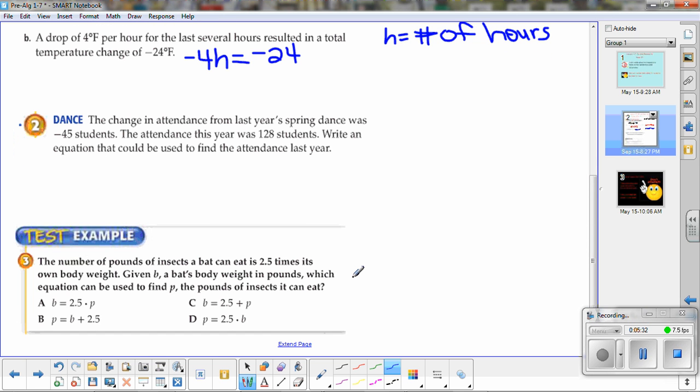Our next example says the change in attendance from last year's spring dance was negative 45 students. The attendance this year was 128 students. Write an equation that could be used to find the attendance last year. So after I'm done reading it, I ask myself, what is it that I don't know? I don't know what the attendance was last year, so I'm going to use A for the attendance last year.